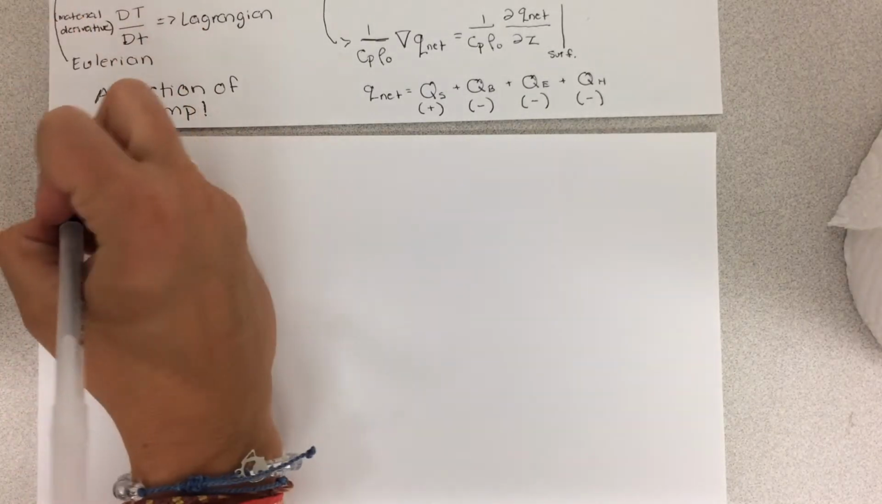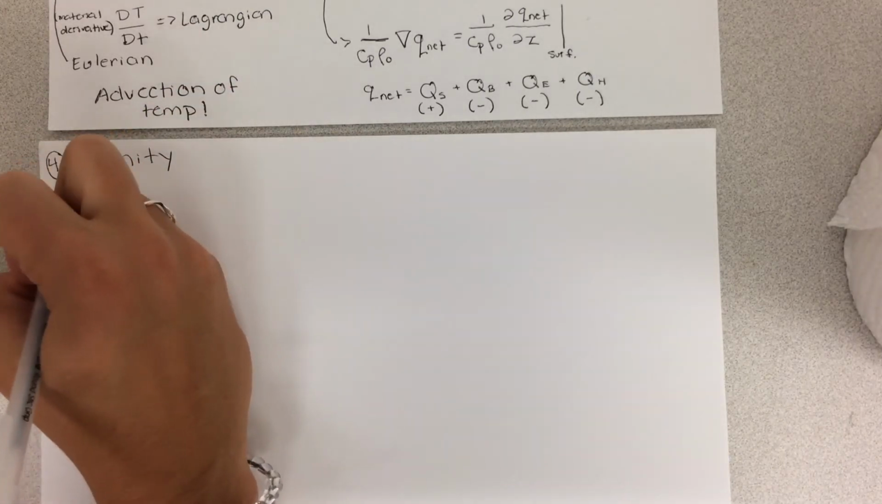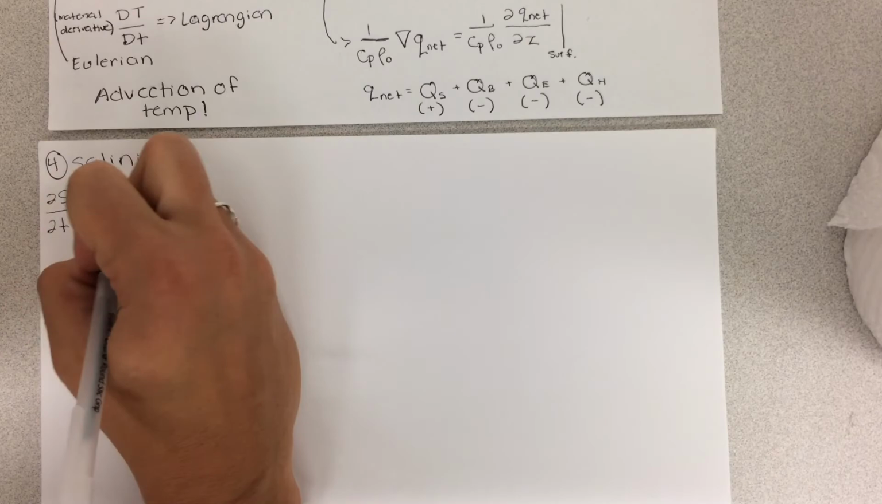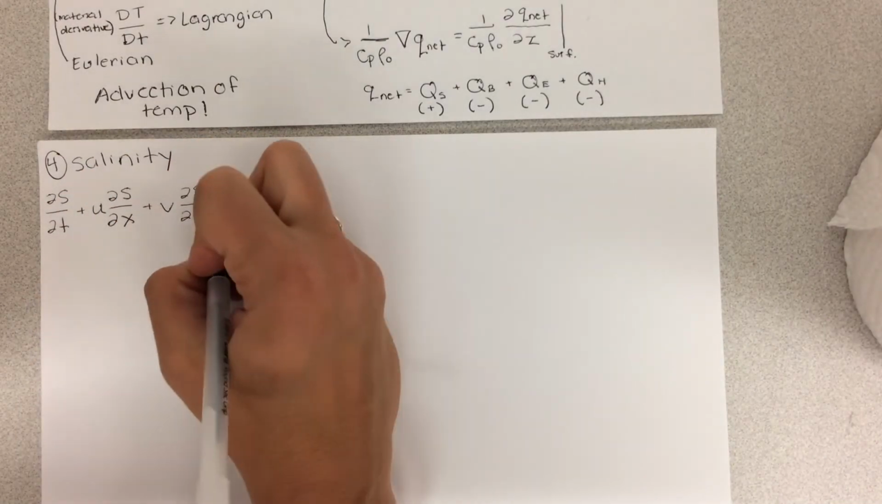Okay, so our final property that we have talked about so far is salinity. The salinity budget equation can be written similarly to the heat budget equation, except this time our input and output of salinity is evaporation and precipitation.